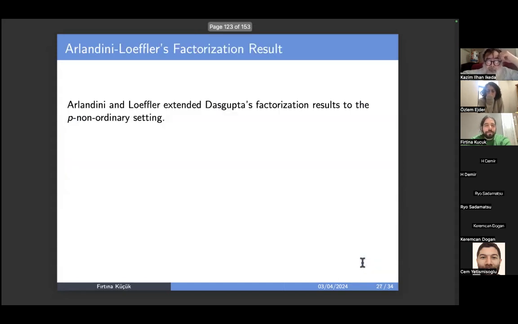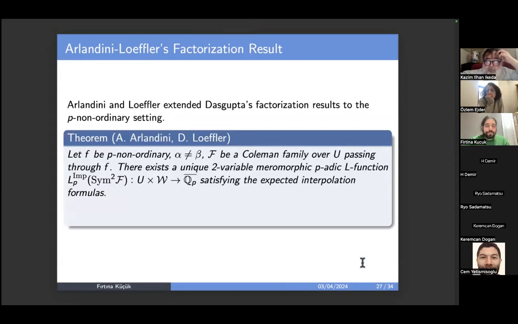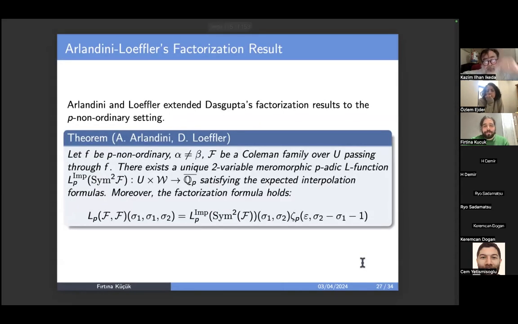And in the non-ordinary case, we have Ardandini and Loeffler's factorization results, similar to Dasgupta's result. So these are Coleman families, and these are the weights for these Coleman families. These are functions on U, and these are functions of the weight space, which denotes the cyclotomic deformation again. And it factors like this. So we have the factorization of p-adic functions again here.